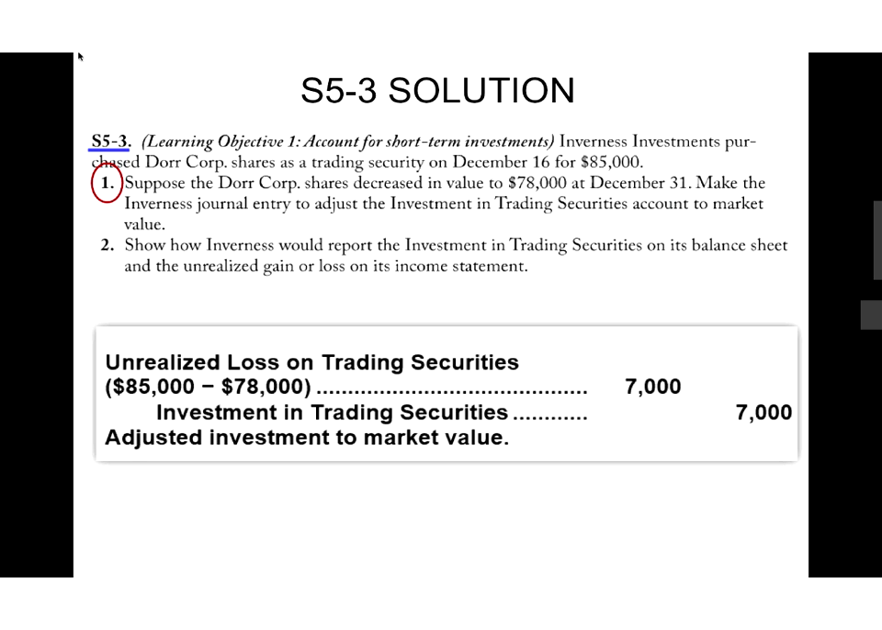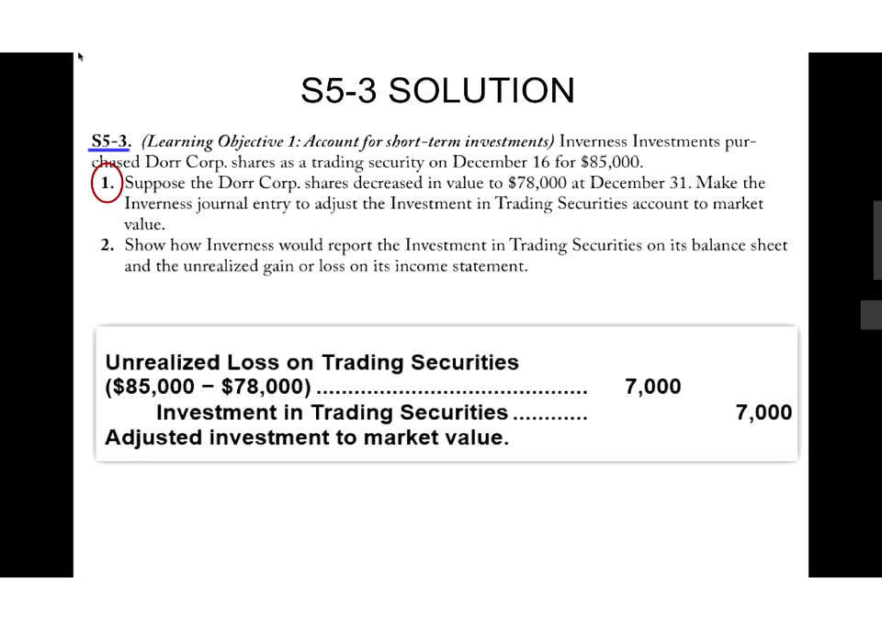The $85,000 minus the $78,000 is not part of the journal entry. It's just showing you the computation where this came from. So this homework problem, you have to do the journal entry. So you're going to have an unrealized loss and credit investment.